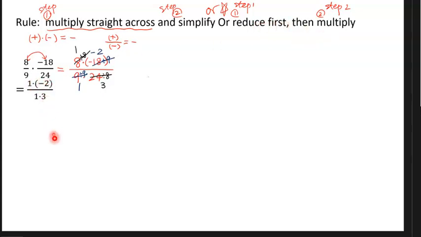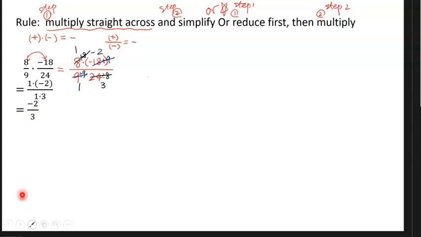1 times negative 2, that gives us negative 2. And any number times 1 will be itself. Because if you have 1 copy of this, it's going to be negative 2. If you have 1 copy of 3, you get 3. So that's why whenever you multiply by 1, it doesn't really change the number. So that's what we get.